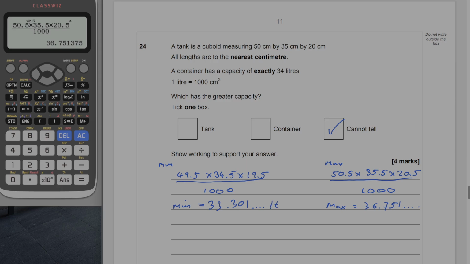Let's just show that those are litres. And as the minimum value is less than 34 litres, which is less than the maximum value, that just explains it a little bit better.